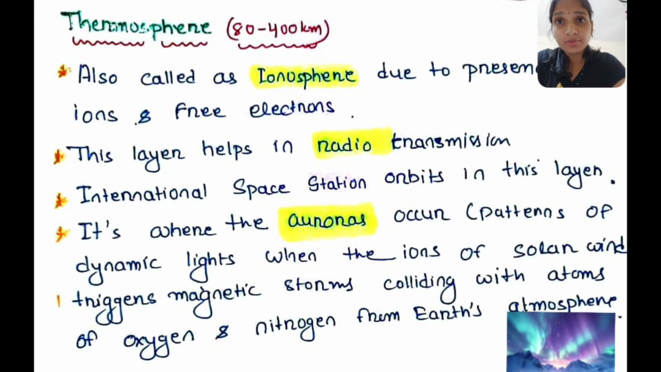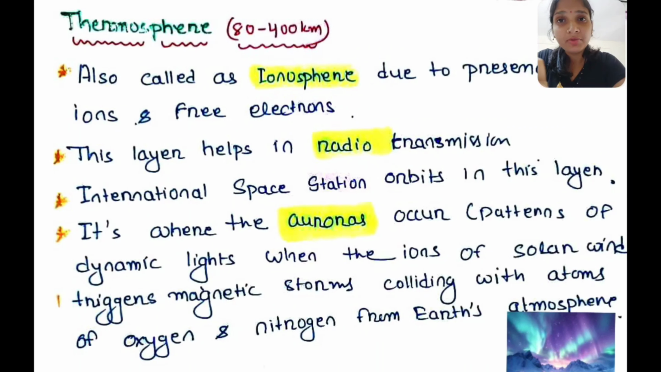Then comes the thermosphere level, which ranges from 80 to 400 kilometers. It is also known as the ionosphere due to the presence of ions and free radicals. This layer helps in radio transmission. Very important. This layer helps in radio transmission. The International Space Station orbits in the thermosphere level, and all the aurora activities, which is also important, occur in the thermosphere level.